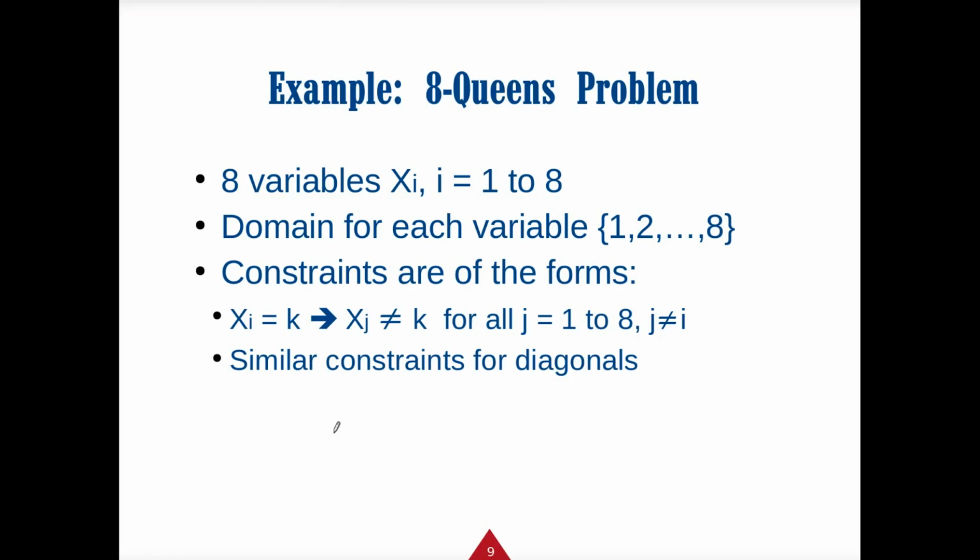So there are 8 variables, x of i, from 1 to 8. The domain is each variable from 1 to 8. The constraints are basically that you can't have multiple values on both columns and rows.